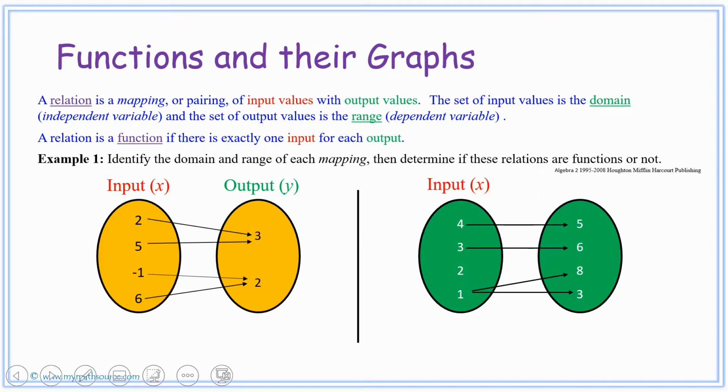Okay, how about the second one? The domain here is the input value, so 4, 3, 2, 1 is the domain, the input values, the independent variable. And our y values, or our range, or our output, which was a little bit tricky, is 5, 6, 8, and 3. And so those are our range of values. And then we want to see if this is a function.